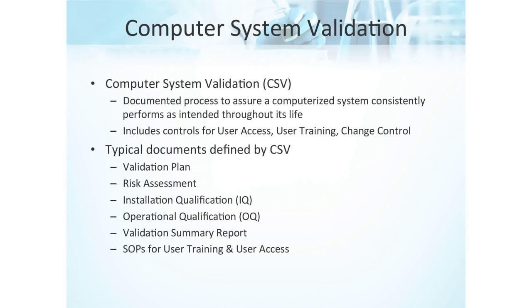Excellent. So I see by the clock we're on a good pace. So let's start with talking about computer system validation, sometimes called computer validation or even CSV. So this is the documented process to assure a computerized system consistently performs as intended throughout its life, and emphasize on its life. So let's put the terms we've used together.